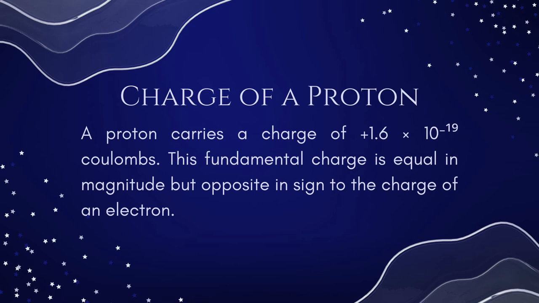Now moving on to the charge of a proton. A proton carries a charge of positive 1.6 times 10 raised to the power of negative 19 coulombs, which is equal in magnitude but opposite in sign to the charge of an electron. If you remember the previous discussion, the proton is the positively charged particle and the electron is the negatively charged particle. For example, in a hydrogen atom, the single proton in the nucleus is balanced by the negative charge of a single electron, making the atom electrically neutral.